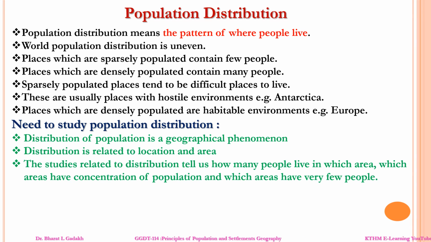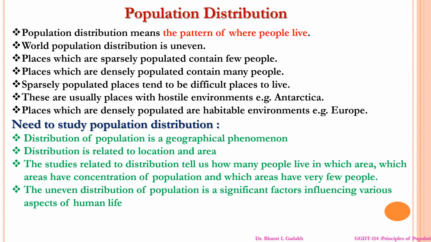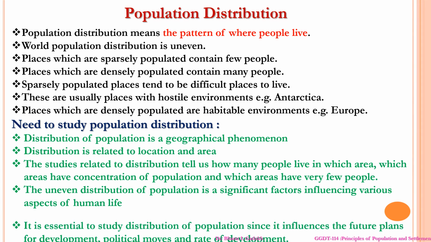These are very important here. The studies related to distribution tell us how many people live in which area, which area has a concentration of population, and which area has very few people. Here it is important to study population. The uneven distribution of population is a significant factor influencing the various aspects of human life.